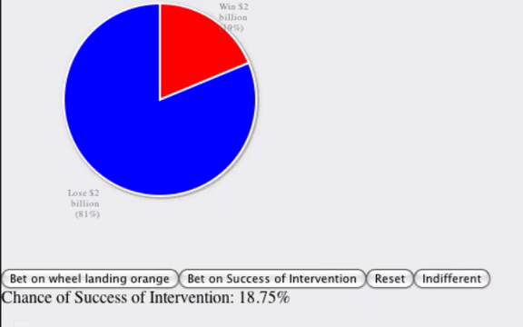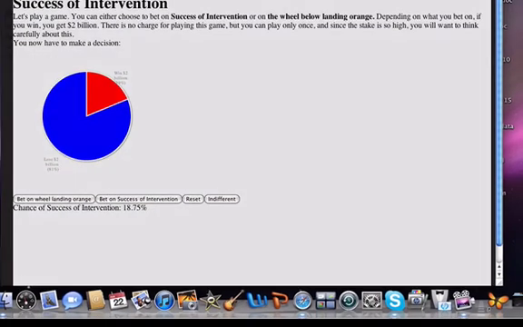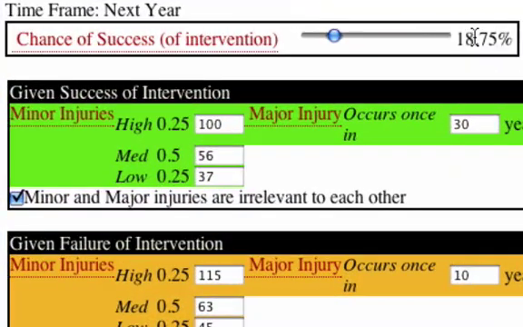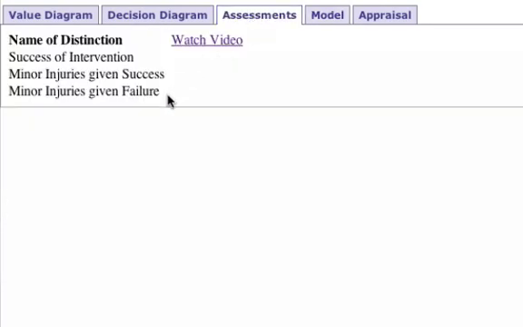From this process, the chance of success of our intervention is 18.75%. This is what we needed to find. And so when I close this window, you see that when I go to the model, it already reflects this assessment. It's 18.75%.